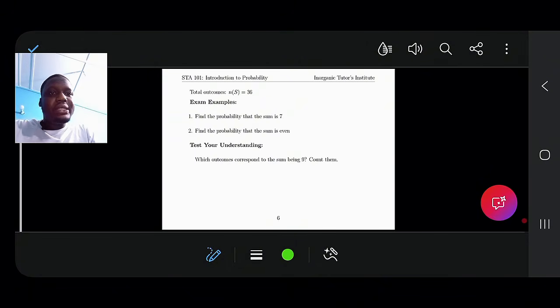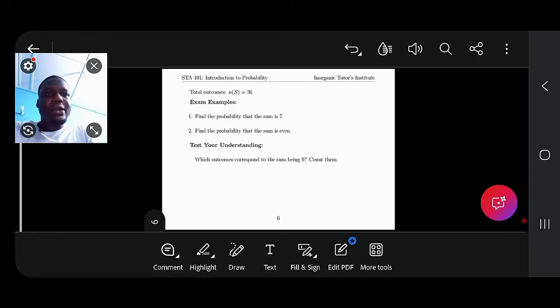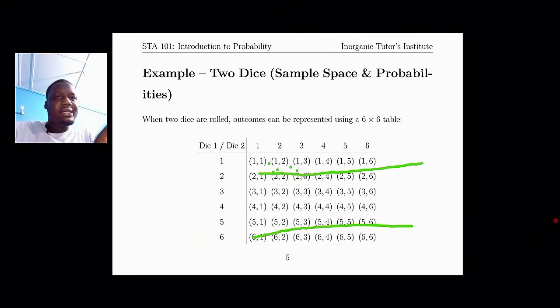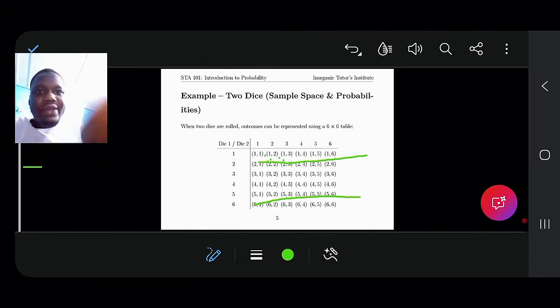So we are using the sample space from the previous slide. This sample space is what we are using. And remember, an event is a subset of a sample space. So from this sample space you see here, we will pick the elements or the points that give us a sum of 7. You can even do that on this slide. So event of 7, let's write it as E7.